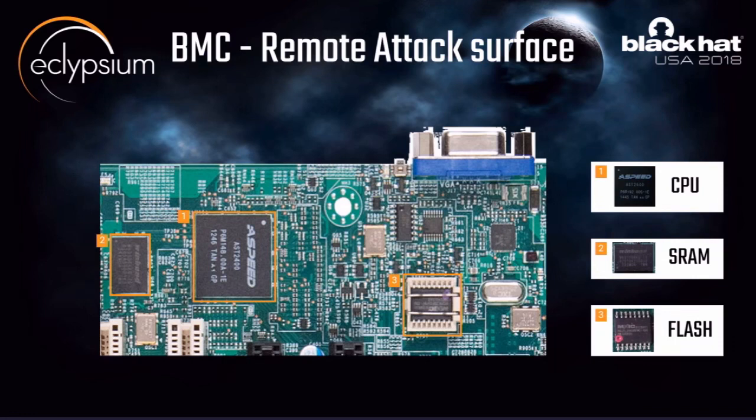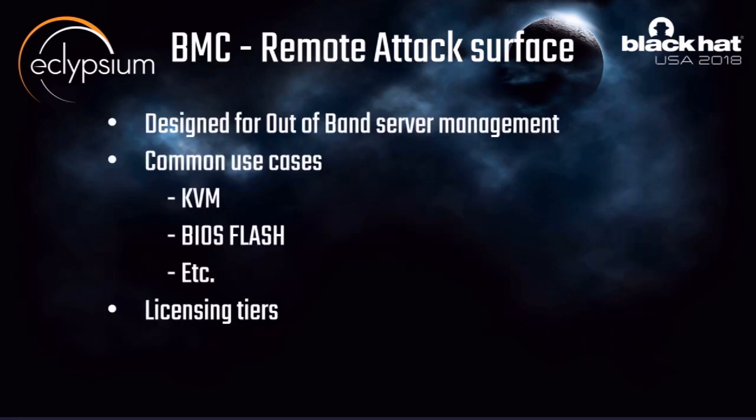It does not require a CPU or RAM or any other peripheral from the host to work. The moment you plug in a power cable, it will boot up, and from that point on it is susceptible to attacks. BMCs are designed for out-of-band server management. Some of the things you can do with them are KVM, which allows you to VNC over the network to the host, which is the server, and configure BIOS or install an operating system by mounting an ISO image to the host, or flash the BIOS, remotely power the platform on or off, or even reset it.